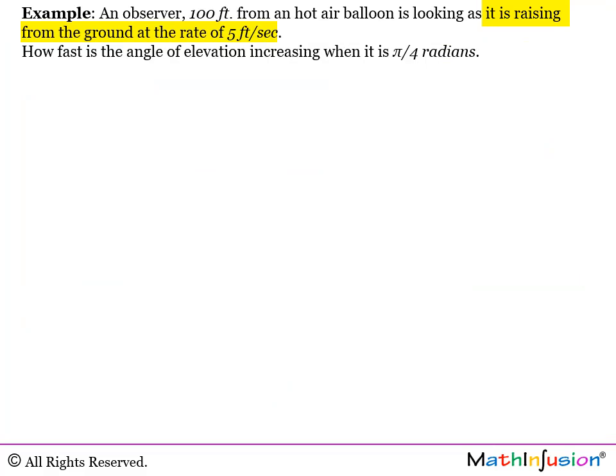Example: an observer 100 feet from a hot air balloon is looking as it is rising from the ground at the rate of 5 feet per second. How fast is the angle of elevation increasing when it is pi over 4 radians?